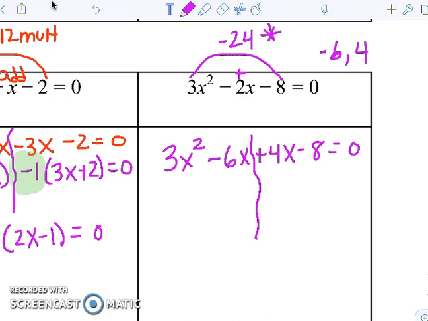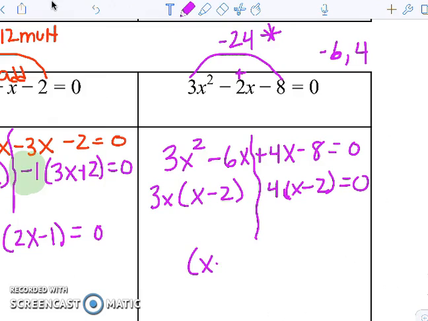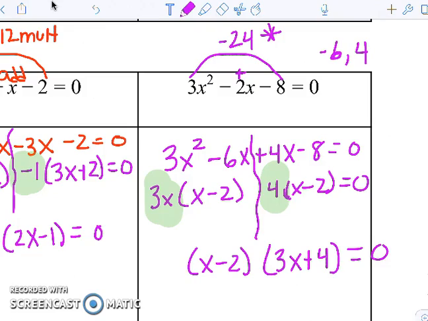What can we factor out of this left-hand side? Well, a 3x. So we have x minus 2. And let's see what factors out of this. Well, 4. So x minus 2. So one parenthesis is x minus 2. And then our other one, what's left on the outside right here, is 3x plus 4. And then again, you solve just like you would.